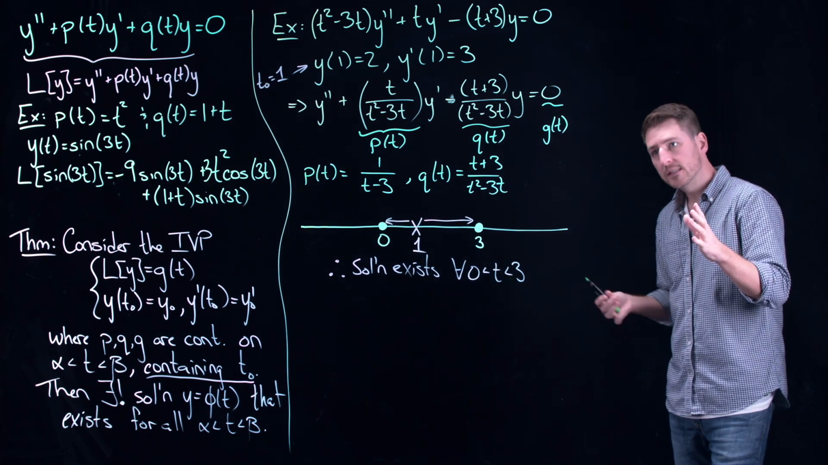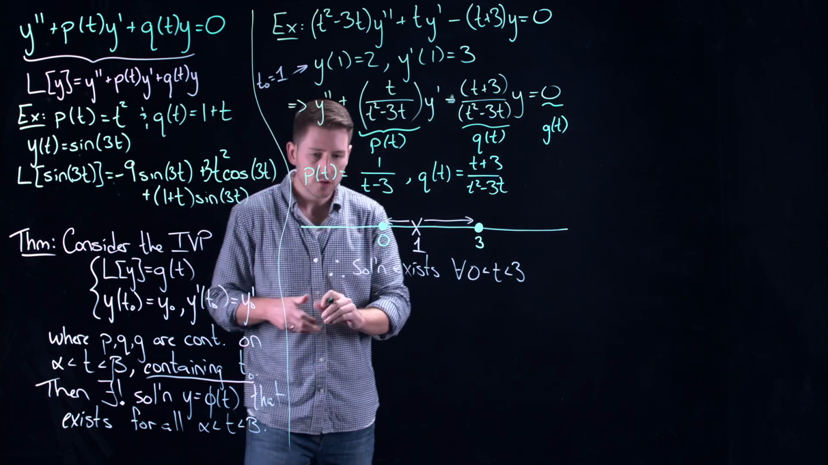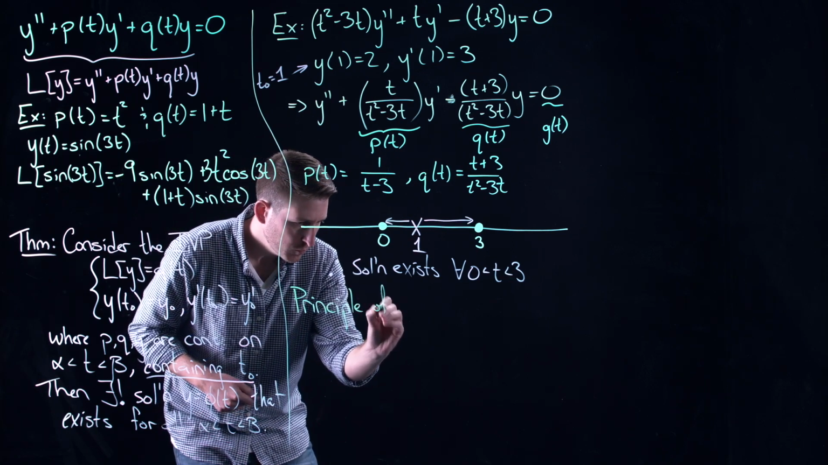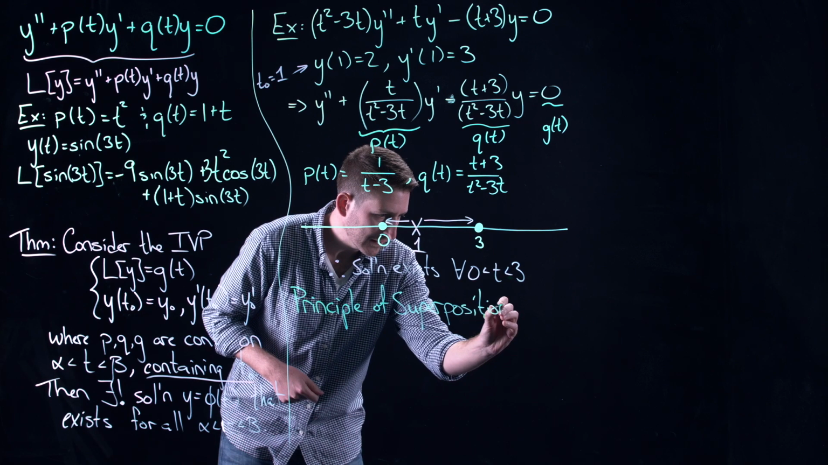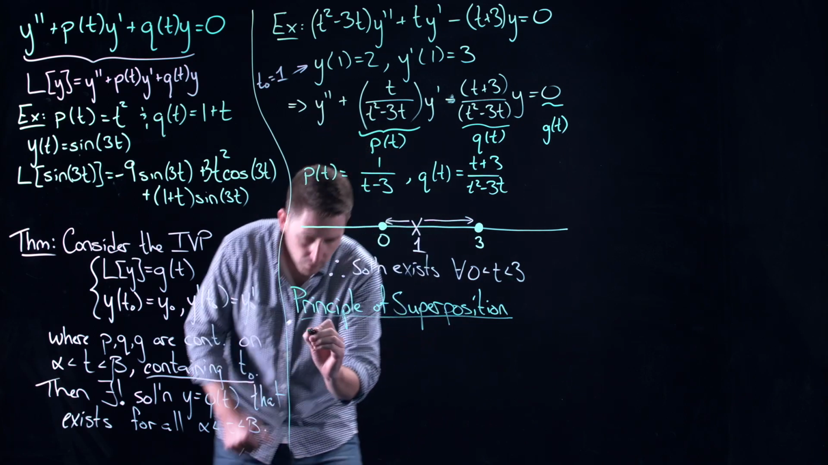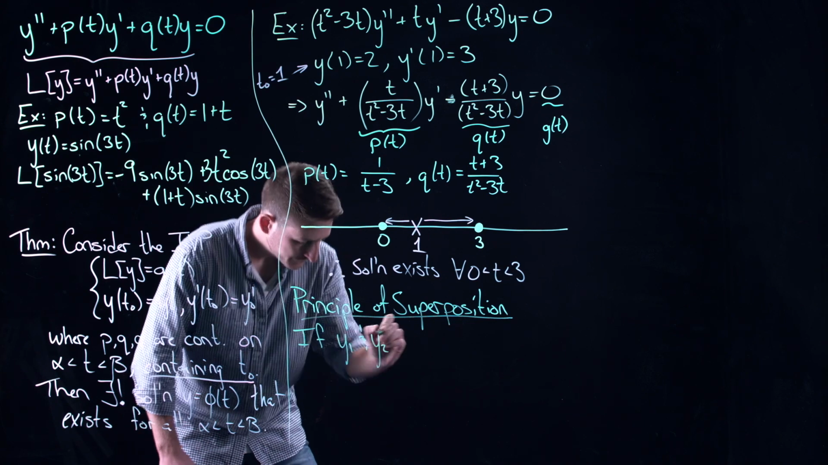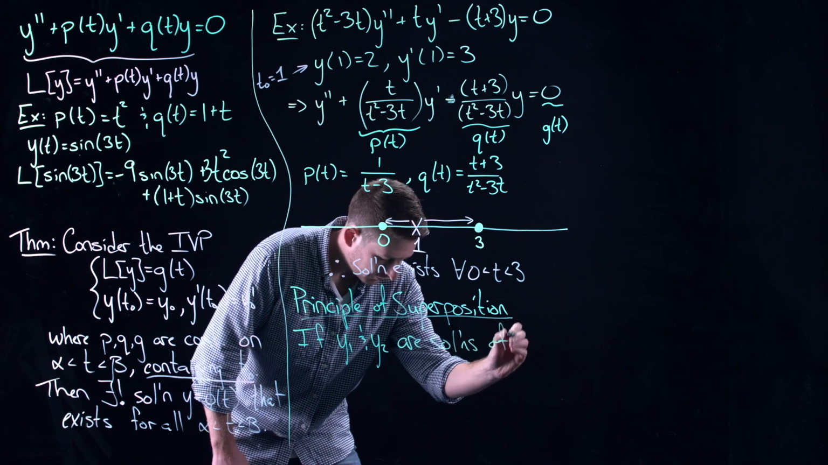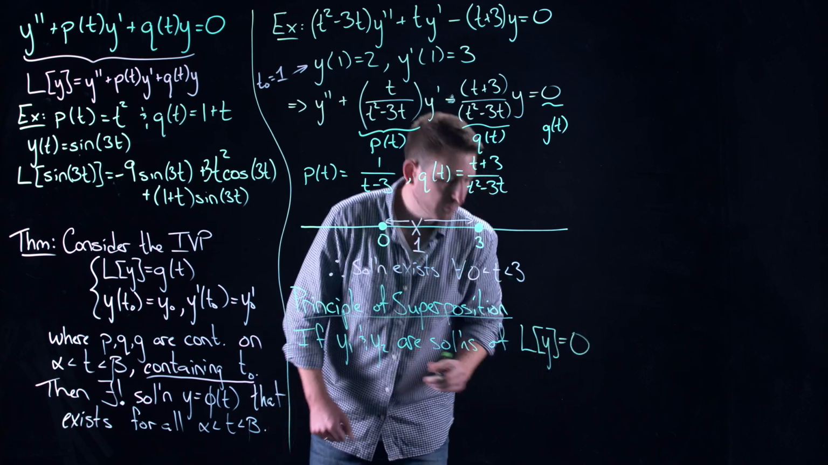Okay, so this gives us existence of solutions. Now let's talk about something called the principle of superposition. We saw a version of this in the previous lecture. The principle of superposition tells us that if y1 and y2 are solutions of L of y, there's my abstract way of writing my differential equation.